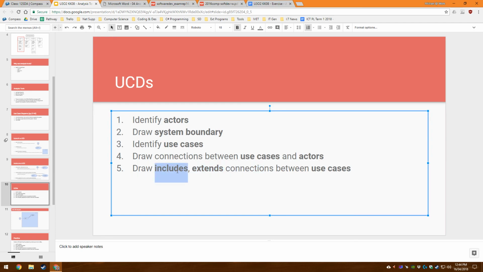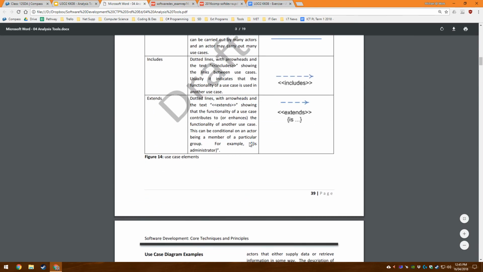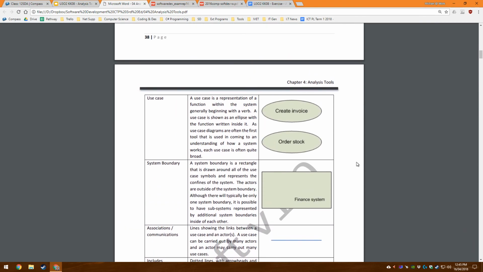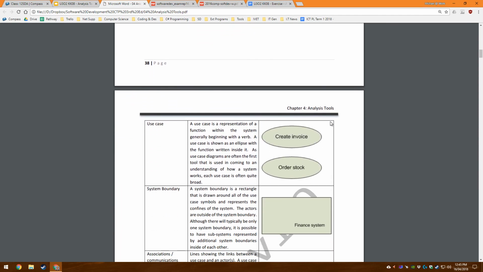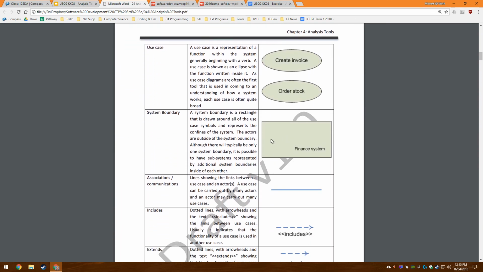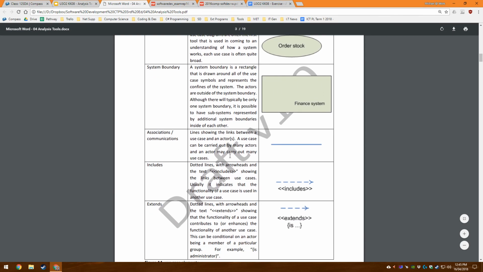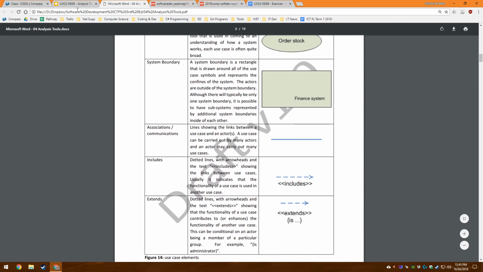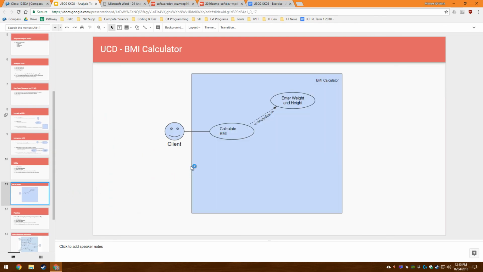Remember, includes arrows will always point away from the actor. Extends arrows will always point back towards the actor. There's certain rules, I think they're mentioned as well in the textbook here. You can see basically here actor, here's some use cases. So if you need a bit more assistance, here's a nice description of each of the parts of the diagrams here as well. Okay, so again, there's a basic use case diagram that I've made for the SAC 1 essentially.